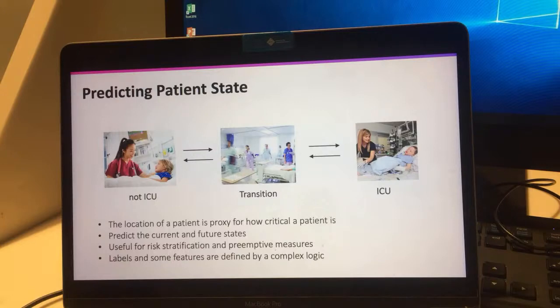So this is how we are defining at least one set of problems: where the patient is, and the different states that they can be in at a given time. They could be in ICU, not ICU, or they can transition in between, and you want to predict their current and future states. This is useful for risk stratification, which is just another word for describing how much at risk the patient is. If the physician or the staff know this beforehand, they can take some preemptive measures.